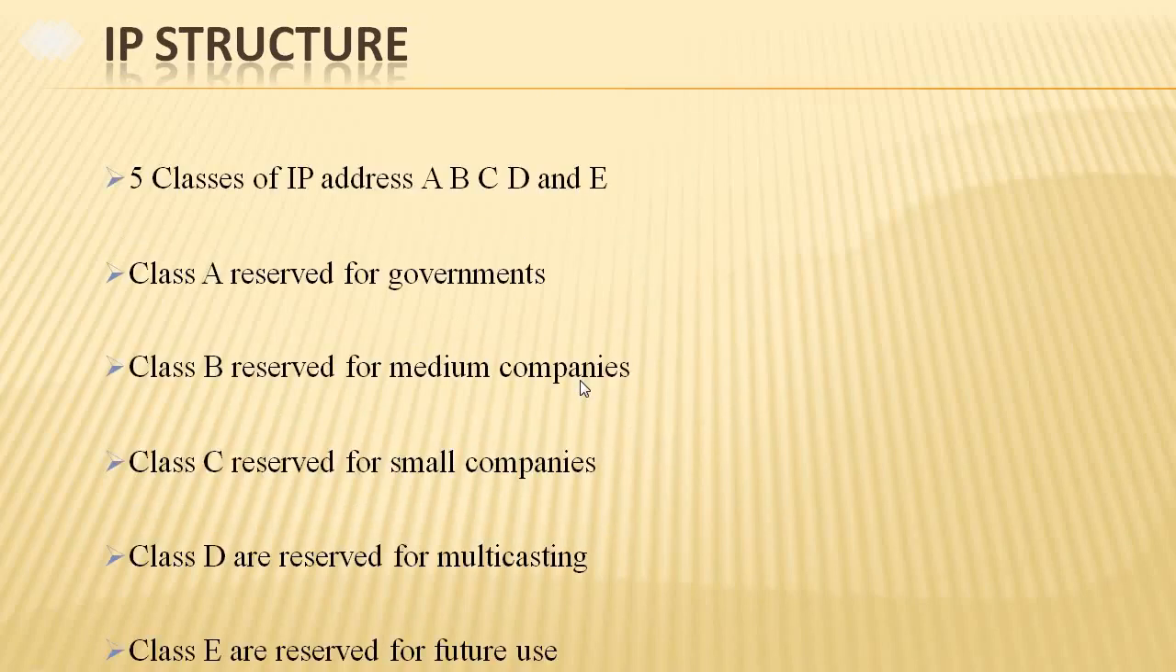Now next is the other structure related to Internet Protocol addressing. It consists of 5 classes, that are A, B, C, D and E, where class A is reserved for government, B is reserved for medium companies, C is reserved for small companies, D is reserved for multicasting, and E is reserved for future use. So these are the 5 classes related to Internet Protocol.